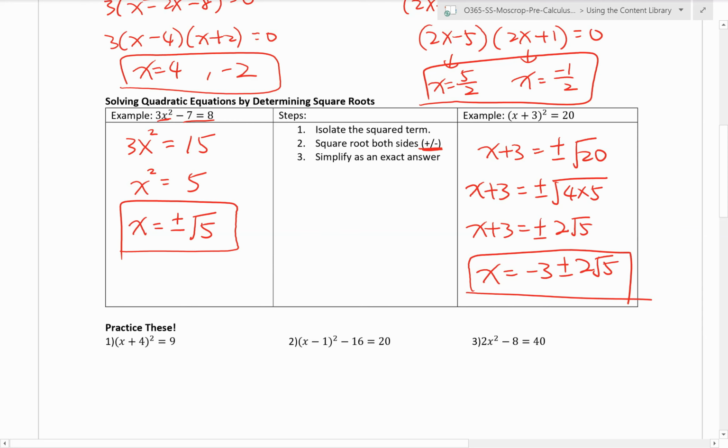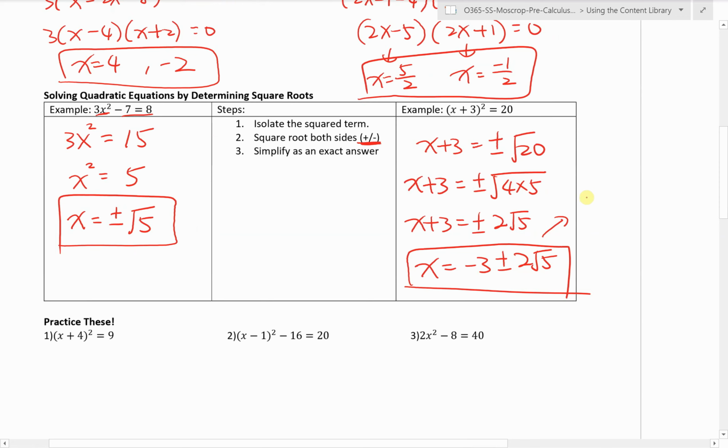Let me just be clear: in this case, it means x either equals negative 3 plus 2 root 5, or x is equal to negative 3 minus 2 root 5. So you actually have two answers. That's what plus or minus means. You have two cases, either negative 3 plus 2 root 5 or negative 3 minus 2 root 5. Those are the two examples that I showed you. Here are 3 practice questions for you to do. Good luck.